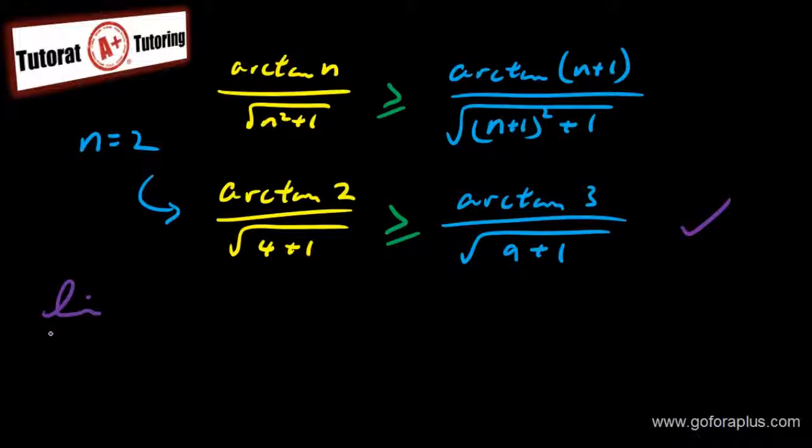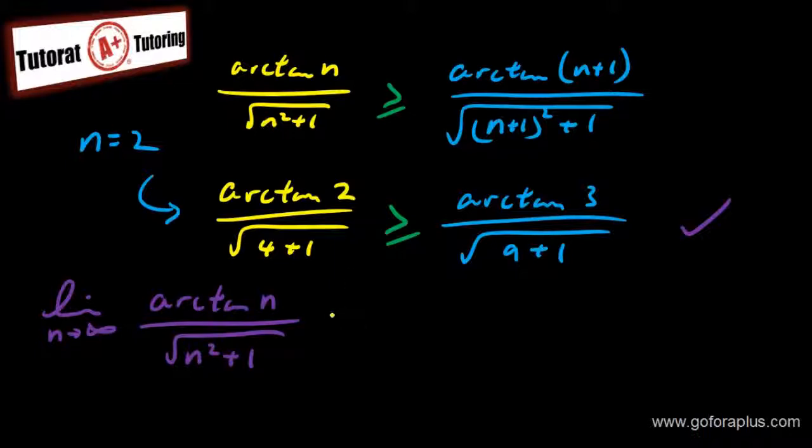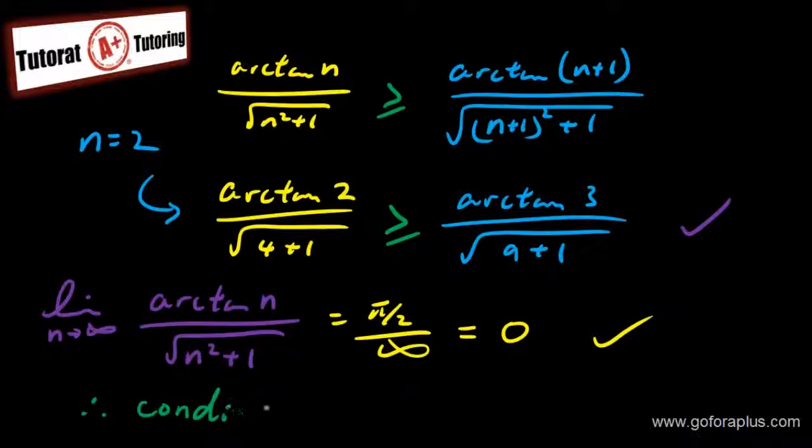Now, the next condition is the limit as n approaches infinity of my sequence, arctangent of n over square root of n squared plus 1. If n is approaching infinity, at the bottom is infinity, on top is just pi over 2. So pi over 2 over infinity is going to give me 0. So this second condition is also met. Therefore, my series is conditionally convergent. And this is my final answer.